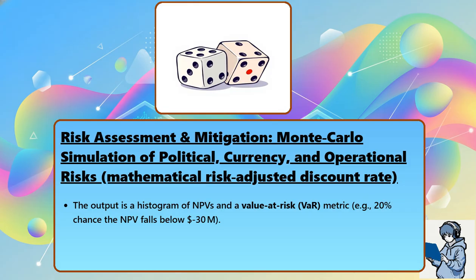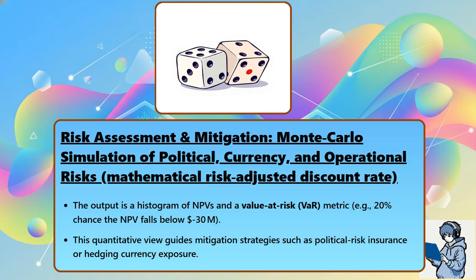The output is a histogram of NPVs, and a value at risk, VaR, metric, e.g. 20% chance the NPV falls below $30 million. This quantitative view guides mitigation strategies such as political risk insurance or hedging currency exposure.